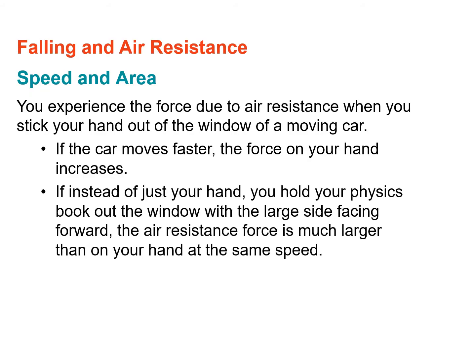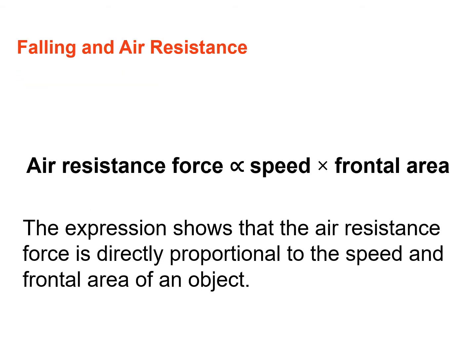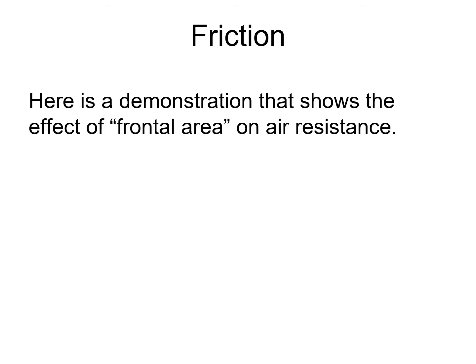If you stuck your physics book out the window instead of your hand, you would feel even more air resistance. This shows that air resistance depends on the amount of air you encounter. So it depends on what we call the frontal area or exposed area to the air. So air resistance is proportional both to the speed that you're moving through the air and to the amount of area exposed to the air, so the frontal area. Let me show you a little demonstration that shows the importance of this frontal area or amount of surface exposed to the air.